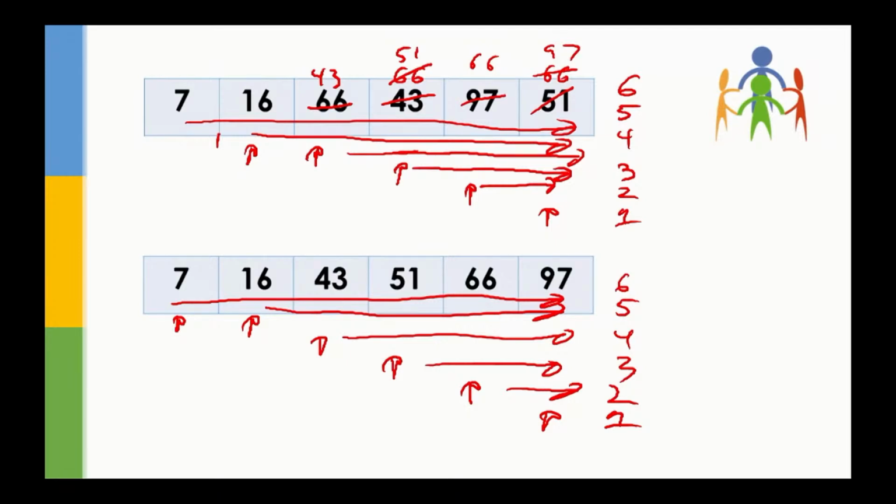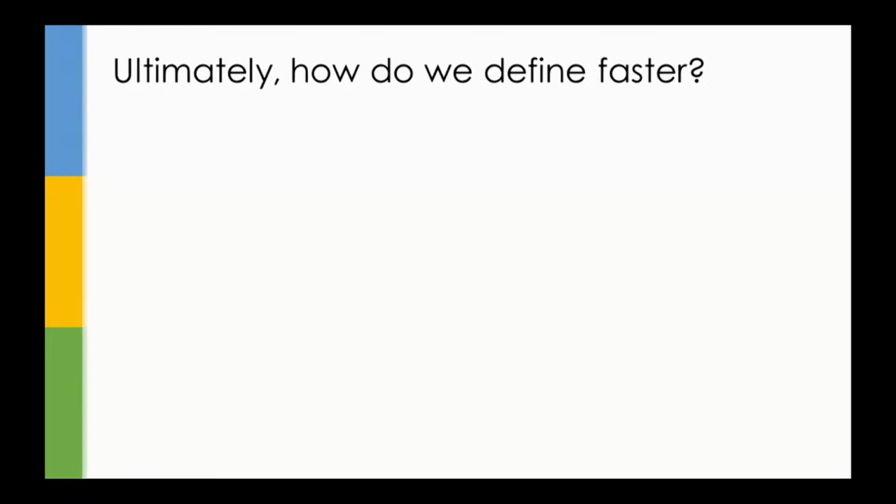And what this really leads us now to thinking about is how do we define faster? So we can see that both of these arrays essentially took the same number of steps. But is that how we define faster? Well, if you're looking at a high level, the same number of steps means they essentially take the same amount of time.